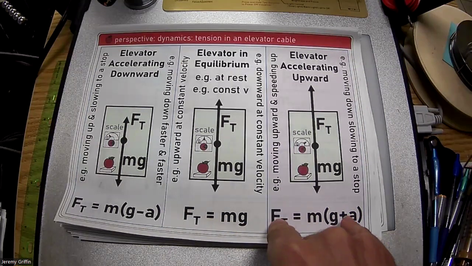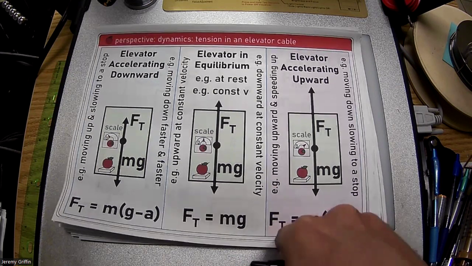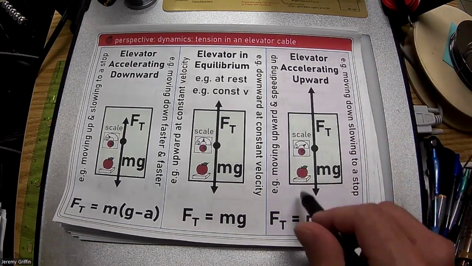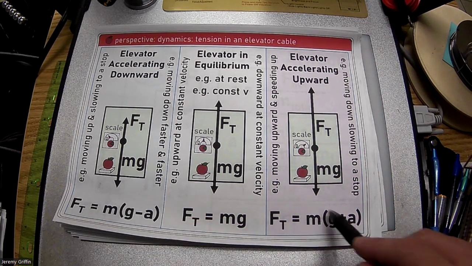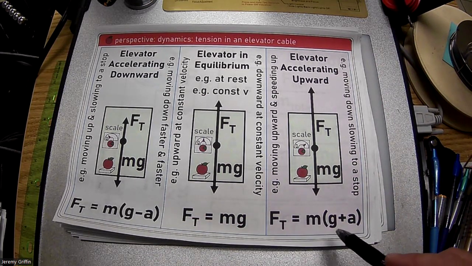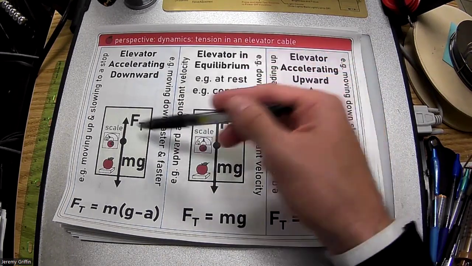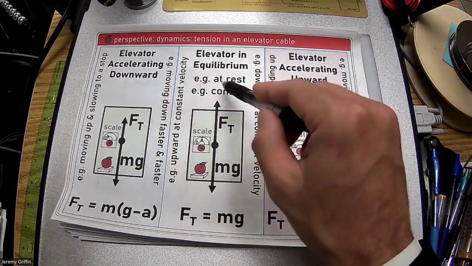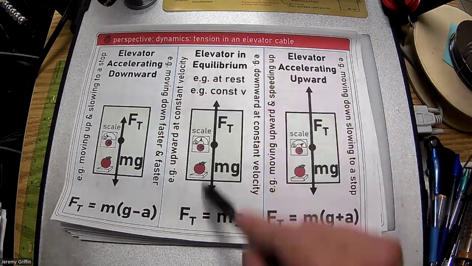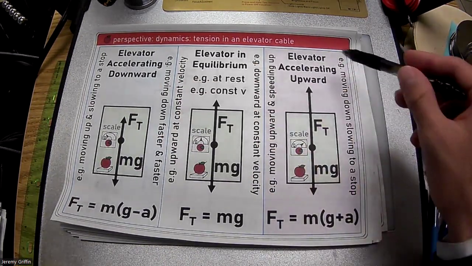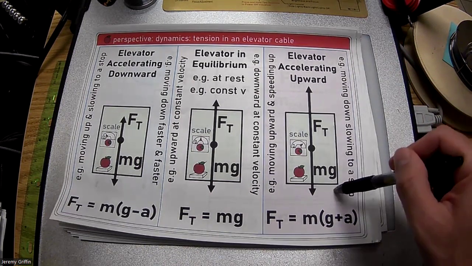I did not actually derive this. I like this end result because, what is the tension in this cable? Or you could say the normal force reading on the scale. It could be m times (g plus or minus a) or something like that. I got six different scenarios. Moving up and slowing down, or moving down faster and faster, is both that one. At rest or constant velocity, that's both this. And moving up faster and faster, or moving down slowing to a stop, could both be this.